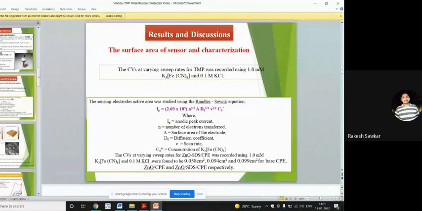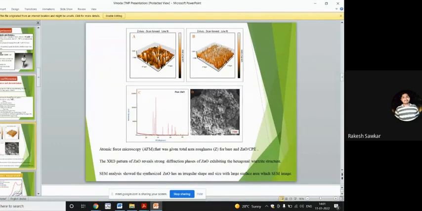Results and discussions of our present work: the surface area of the sensor and characterization. Cyclic voltammograms were recorded at varying sweep rates for 1 millimolar K3[Fe(CN)6] dissolved in 0.1 molar KCl. Using the Randles-Sevcik equation, we calculated the surface area of the working sensor. These are the characterizations of the present work.